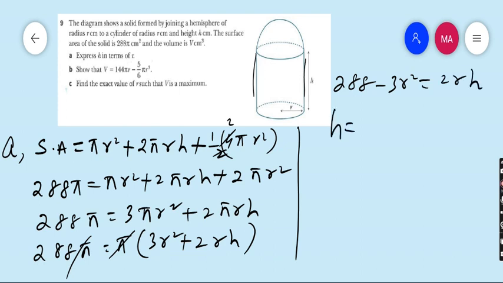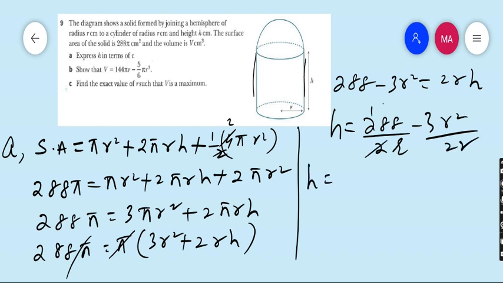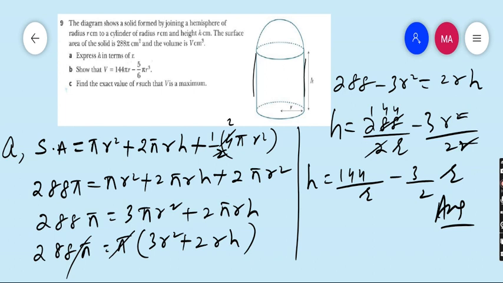Then h is equal to 288 upon 2r minus 3r square upon 2r. 2 ones are 2, 2 fours are 8, so it is 144 upon r minus 3 upon 2, and r cancels by its square, leaving r. This is the requirement. Express h in terms of r: h is equal to 144 upon r minus 3r upon 2. Move to the next part.